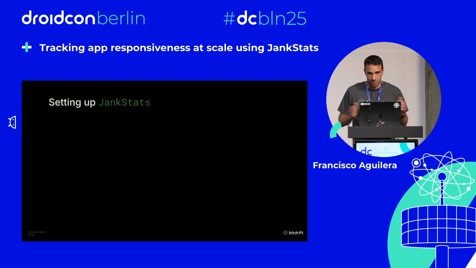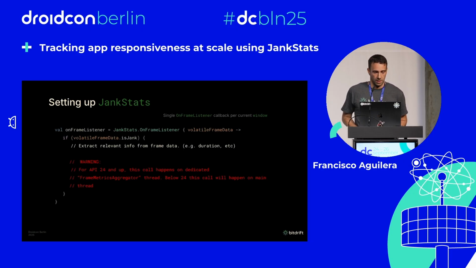Now let's talk about setup. There's great documentation already, but I'm going to show some of the caveats. How do you set it up? Well, you need to provide an on-frame listener per the current window. This is very important, current window. Now you can create your own frame listener. And you will see there's some useful information that is passed in the JankFrameData object. There's a warning here. If you're below API 24, make sure you're not doing expensive work here, because that will run on the main thread, as it's using the Choreographer to detect the dropped frames. API 24 and up, it uses the dedicated thing called FrameMetricsAggregator.